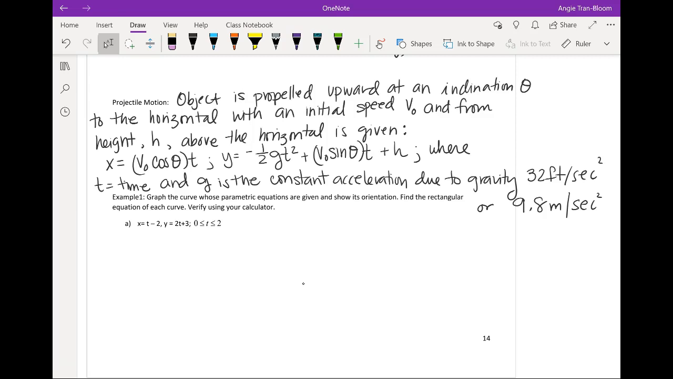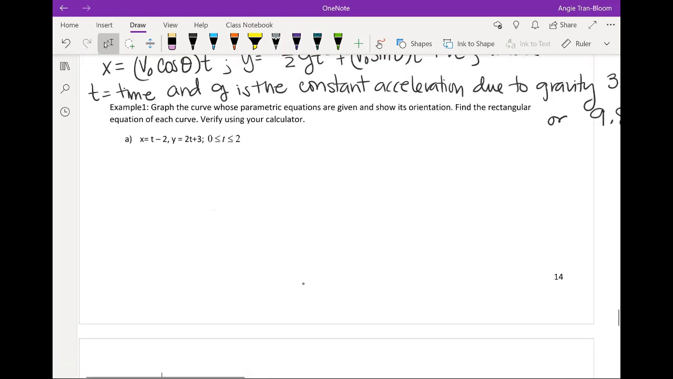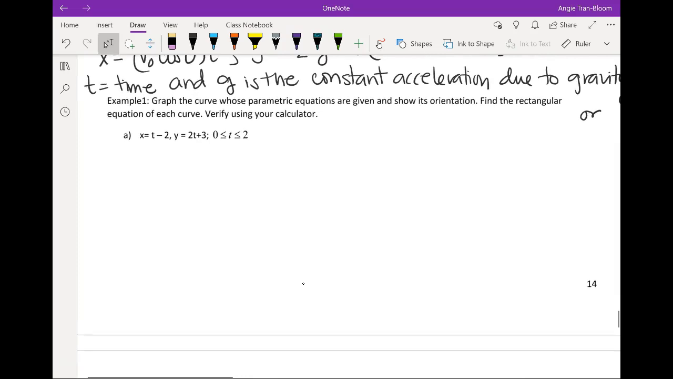All right, example 1. Can you help me read the directions, please? Steve. Graph the curve whose parametric equations are given and show its orientation. Find the rectangular equation of each curve to verify using the calculator. Perfect. So in your homework, you will have the instruction that says verify your answer using a calculator. That's an optional choice that you can do. So first is graph it and show the orientation. Then you're going to have to give it back to me as a rectangular equation.